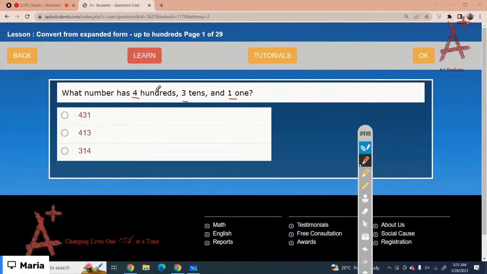Yes, when you write them together, just 1 at the ones position, 3 at the tens position, and 4 at the hundreds position. It makes the number 431. Got it? So option number 1 is the correct option. It would be 431.